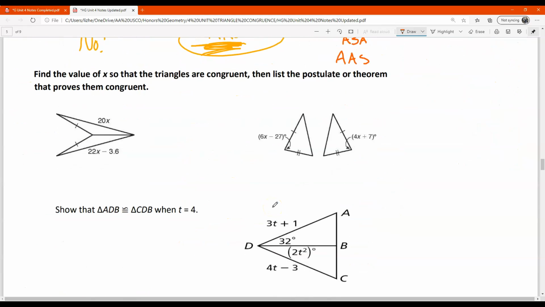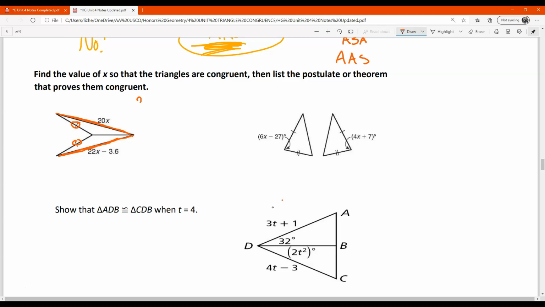Not the last problem, but another problem. Find the value of x so that the triangles are congruent. Then list the postulate or theorem that proves them congruent. Okay, so I want these two triangles to be congruent. I already know this side equals this side. I need to get this side equal to that side, right?